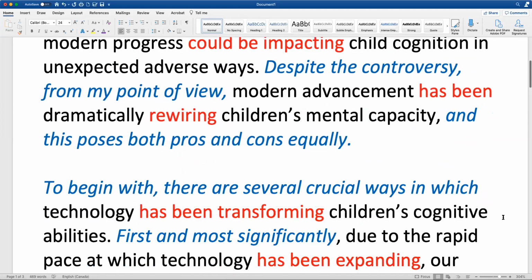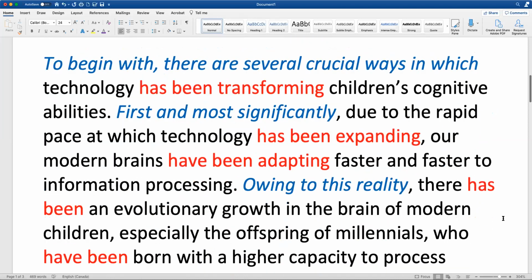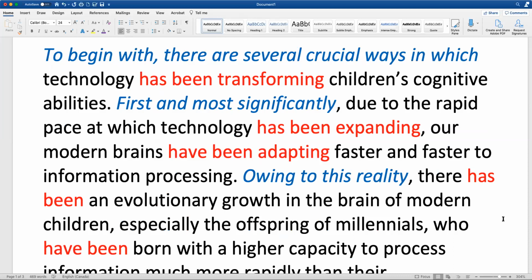All right. So now we get to our first paragraph where we're going to discuss the causes, okay? What causes or in what ways has this been going on? How has technology been changing child cognition? All right, so go ahead, Carolina. To begin with, there are several crucial ways in which technology has been transforming children's cognitive abilities. Okay, now the first one, Mabel.